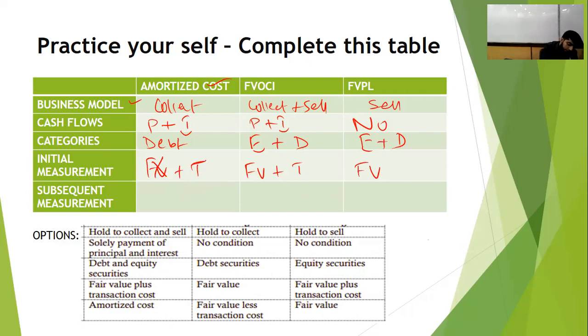Subsequent measurement. Subsequently we measure at amortized cost, but in fair value through OCI, we measure the investment at fair value. And likewise, in fair value through PNL, we measure the investment at fair value. Is this table clear to everyone? A possible question is expected in your exams, so you have to be mentally prepared for this one.